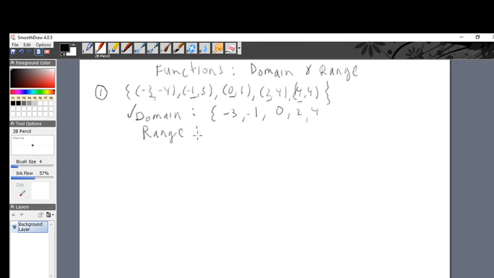Now, what about the range? The range is going to be the y values. So -4 is one of them. The 1, and if I put it in order, 1 is another. The next one is 3. And then there's 4, and there's 4 again, but you don't put it down twice. You only put it down once. And here is the range. These are the y values. That is the domain and range. It's not super complicated.